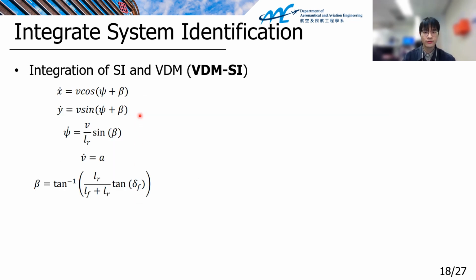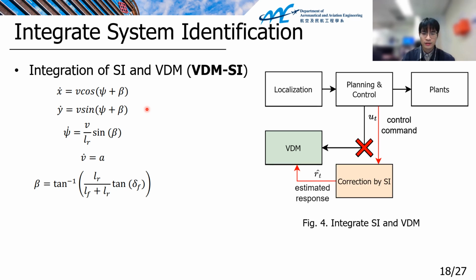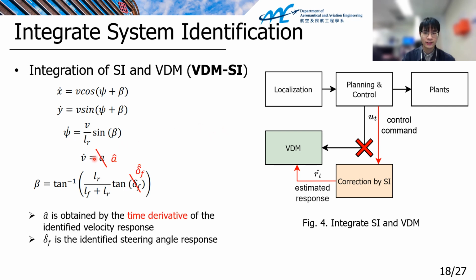Here are the differential equations of the conventional VDM. The figure shows the conventional VDM process. We can see the VDM directly takes the control command from the planning and control module. In our method, the control command will be sent to the system identification, and then the system identification will give the estimated response to the VDM, and the VDM takes this as the control command. So here, we replace the original acceleration with the corrected acceleration, and the original steering angle with the corrected steering angle. And then we name this the VDM-SI.